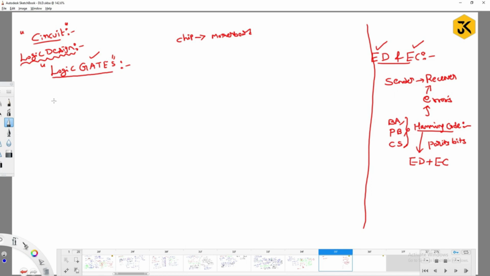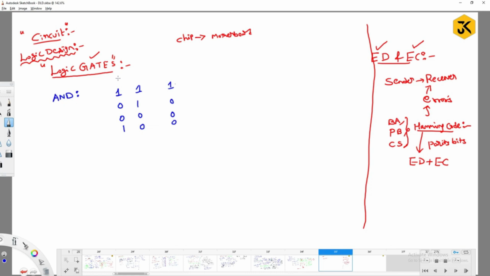Let us take the first kind of logic gate, the AND logic gate, which is meant for when you give two inputs, and both inputs should be true, then our result will be true. In all the remaining cases, our result is going to be false. I mean, when both inputs are high, then only my result will be high. In all the remaining cases, my result will be low.